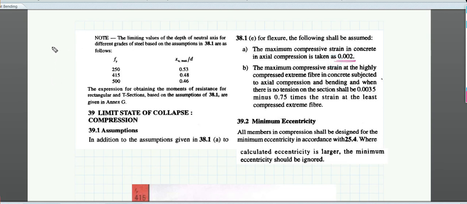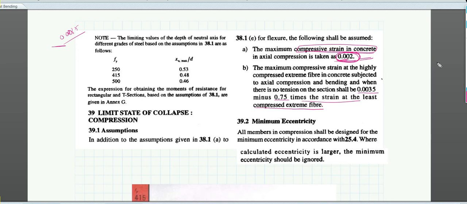You remember that the maximum strain is 0.0035, right? And here the maximum compressive strain in concrete, you see here in the column, your maximum strain should not be more than 0.002. That means in no case should your strain be more than 0.002. That you should take into account. And the maximum compressive strain at the highly compressed extreme fiber in concrete subjected to axial compression and bending, and when there is no tension on the section, shall be 0.0035 minus 0.75 times the strain at the least compressed extreme fiber.